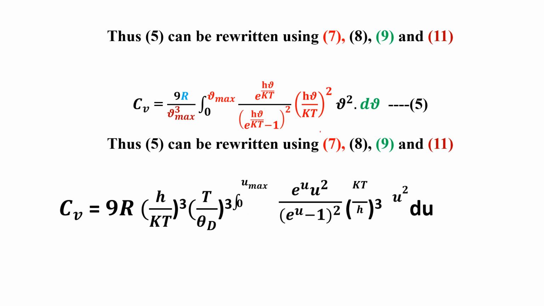So now you can see, after substitution, you will be having, instead of e power h nu by kT, u e power u divided by e power u minus 1 the whole square. And also instead of nu square, you will be getting kT by h the whole cube into u square du, instead of d nu. So everything will be as such when you substitute it.